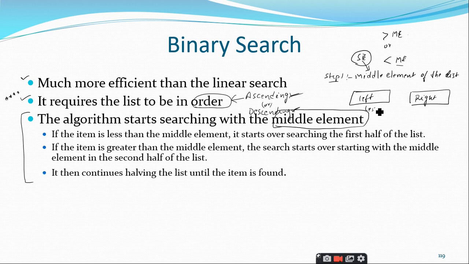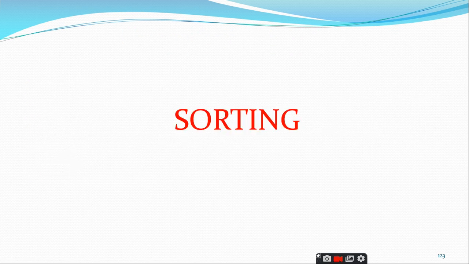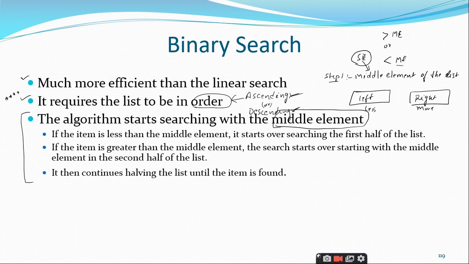So if it is less, go to left. If it is more, go to right. This process will be repeated until you find the search element or until you determine that the search element is not present. Right. So let us discuss this with an example.